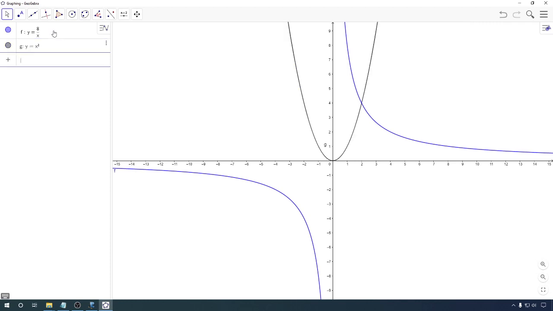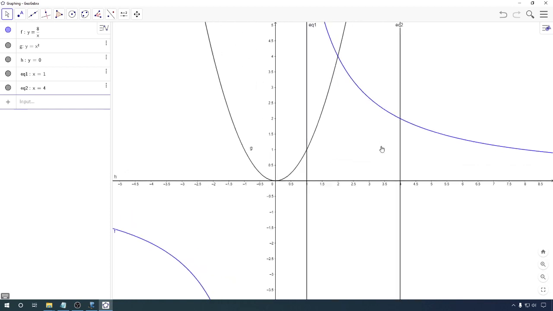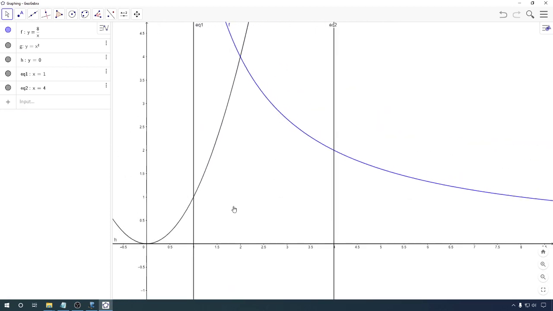So we go ahead and plot our two curves. They don't really seem to have, I mean, they intersect somewhere, but still doesn't really give you any indication of what they're really looking for. They give us y equals 0. The x-axis is going to play a role. They give us x equals 1 and x equals 4. We have these two boundaries. So what they're really looking for is this region right here.